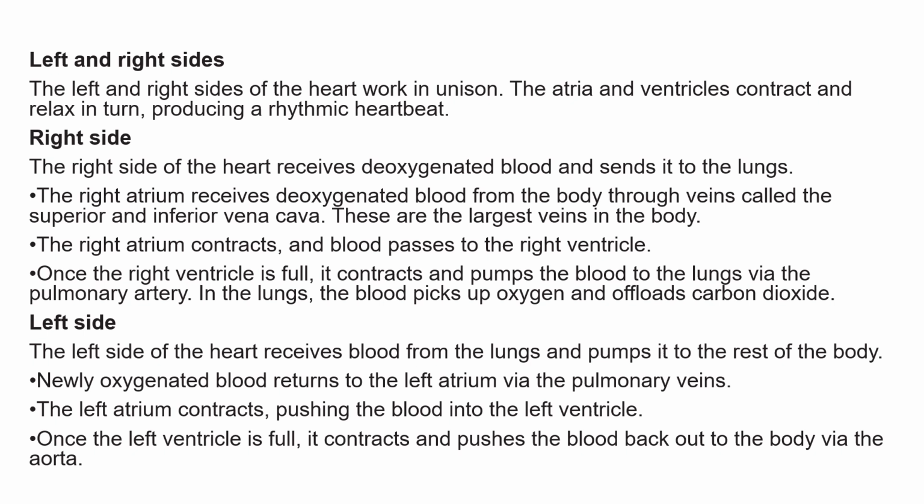The right atrium receives deoxygenated blood from the body through the veins called the superior and inferior vena cava. These are the largest veins in the body. The right atrium contracts and blood passes to the right ventricle. Once the right ventricle is full, it contracts and pumps the blood to the lungs via the pulmonary artery. In the lungs, the blood picks up oxygen and offloads carbon dioxide.